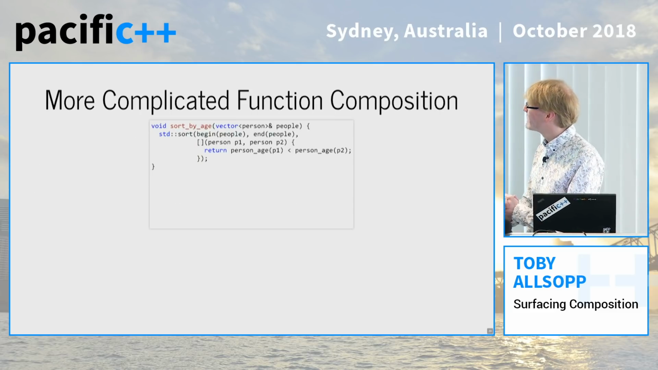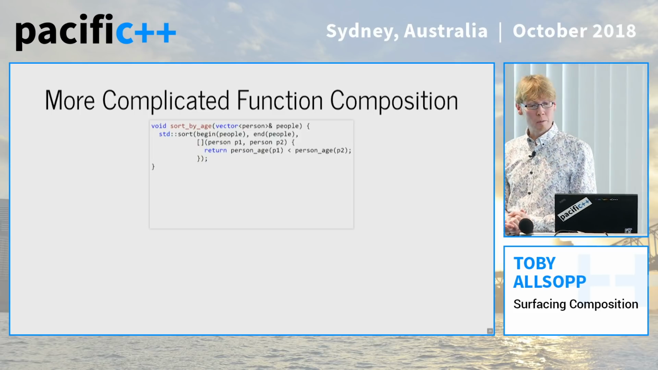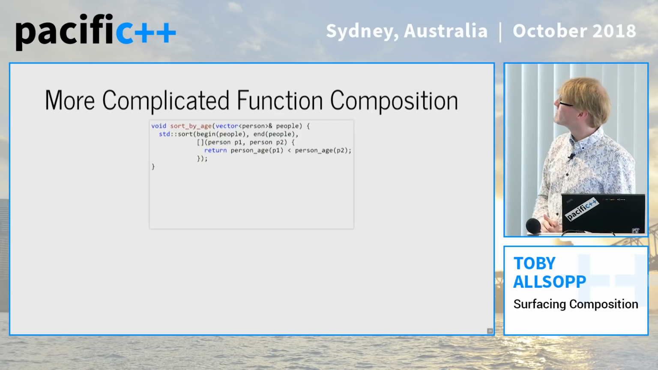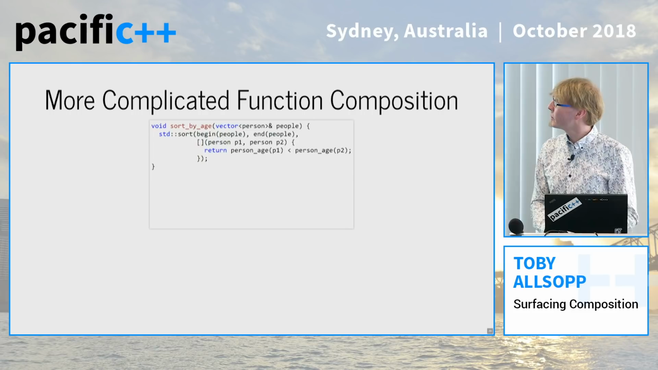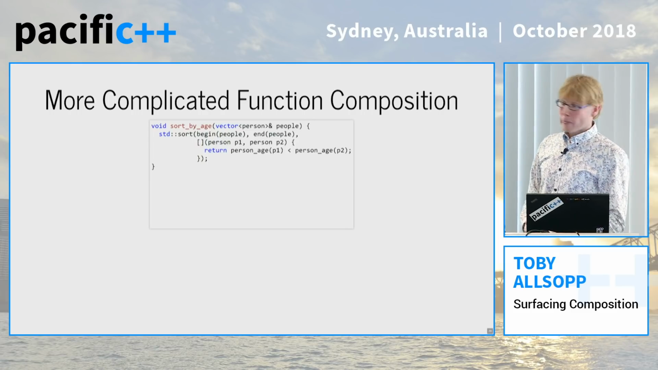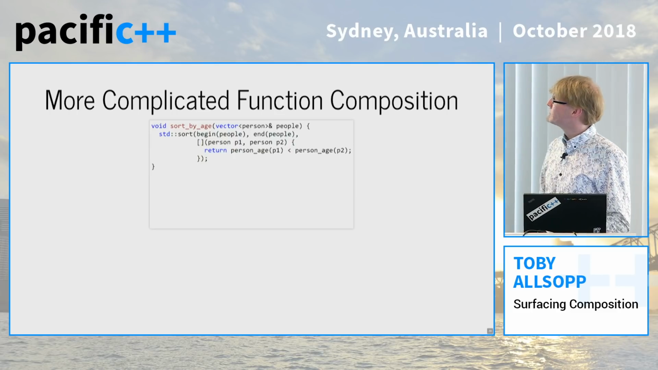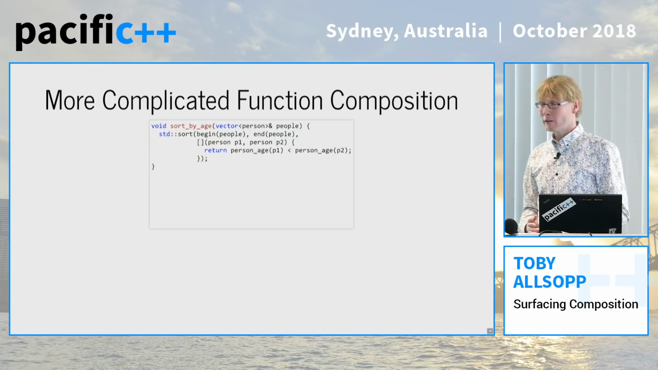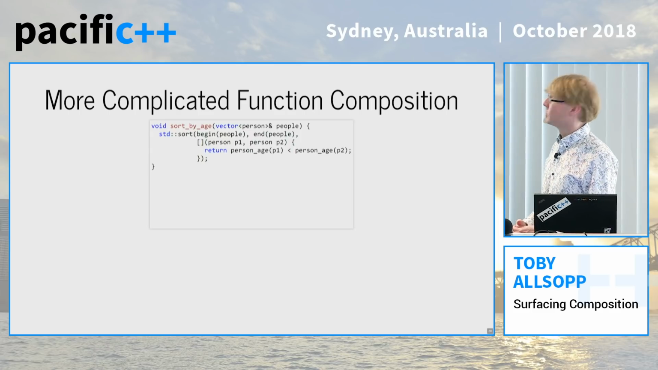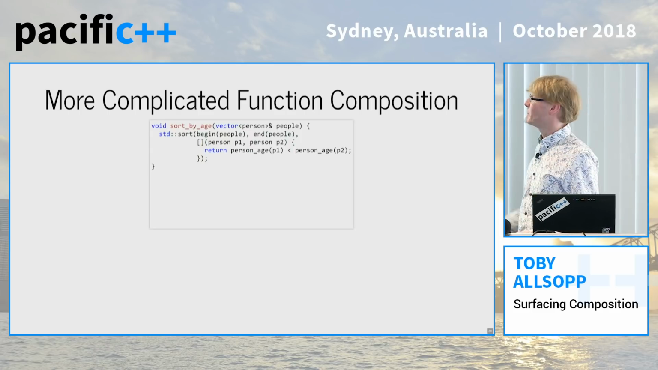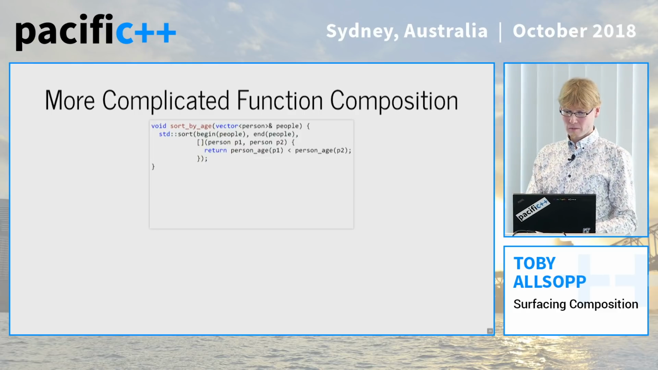So we've got another even more complicated example. We're going to sort a vector of people. We're going to sort it in place, so we can use the fabulous sort algorithm in the standard library. So we've got a function, we want to sort by age. So we pass sort a function, that lambda there, that takes two people and compares their ages.